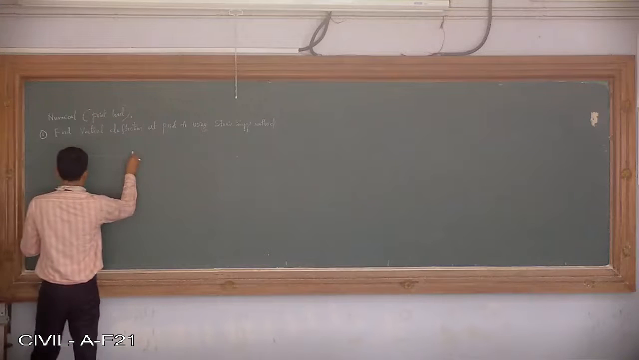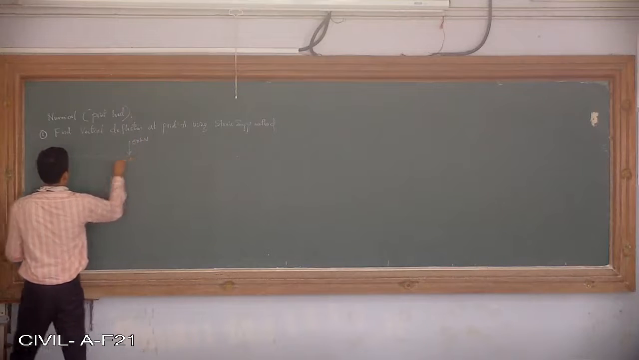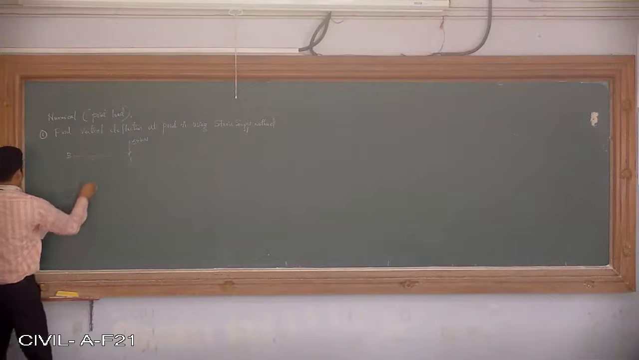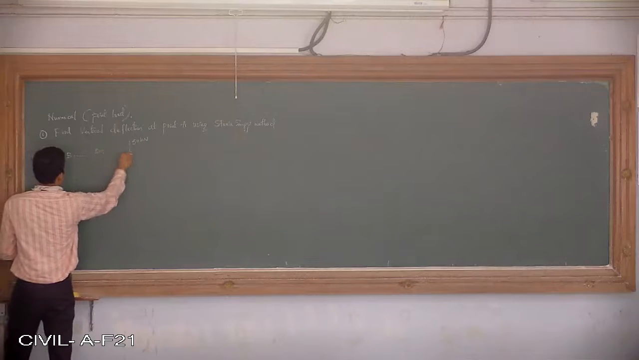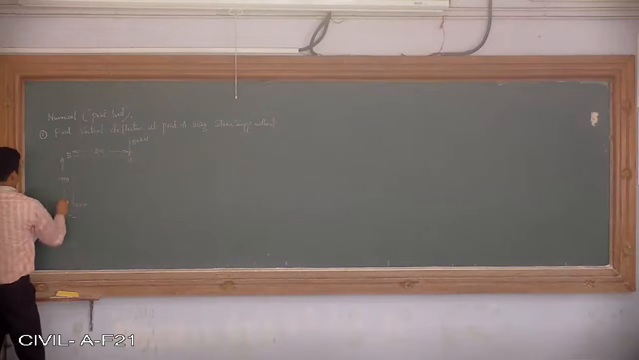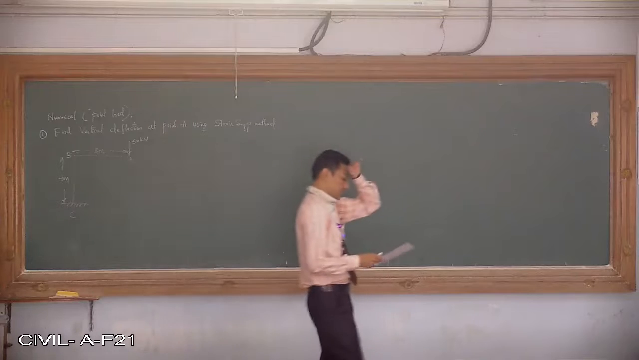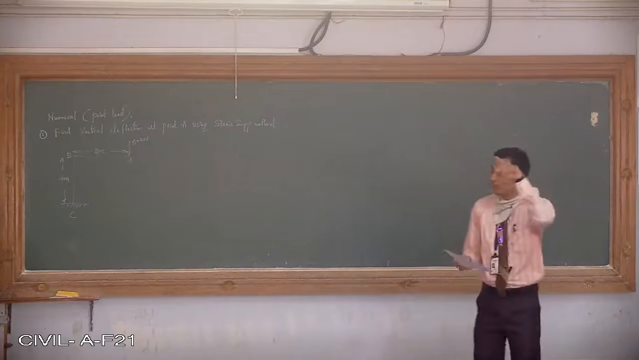I am taking a simple 50 kilonewton force. This is A, B, C. So distance AB is 2 meter. Distance BC is 4 meter. Okay. So we have to find what is vertical deflection here. Vertical deflection at point A.